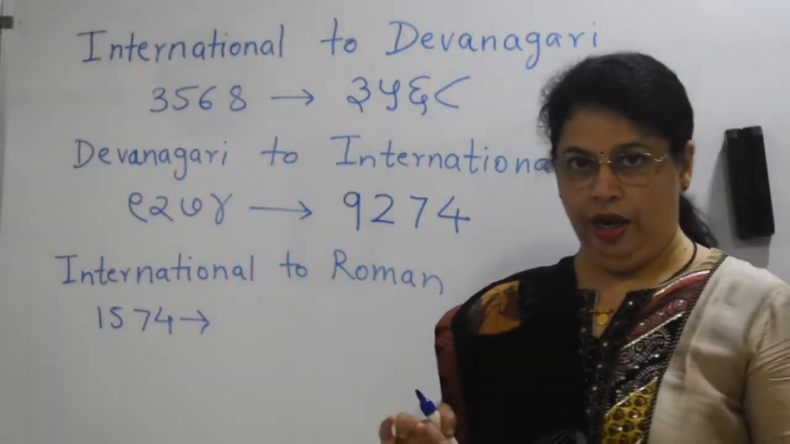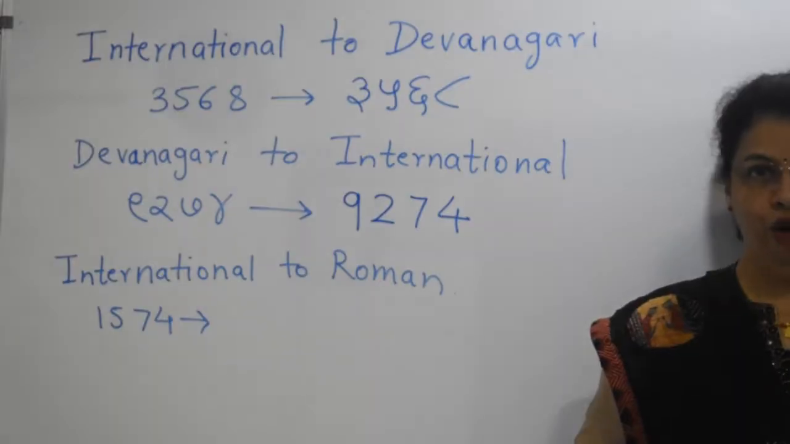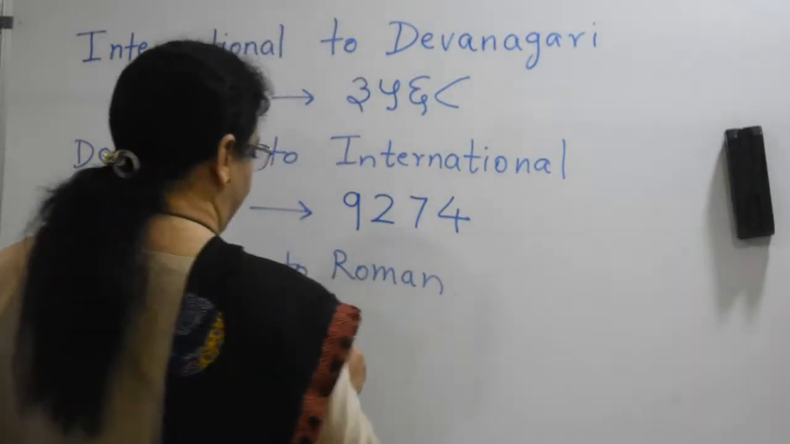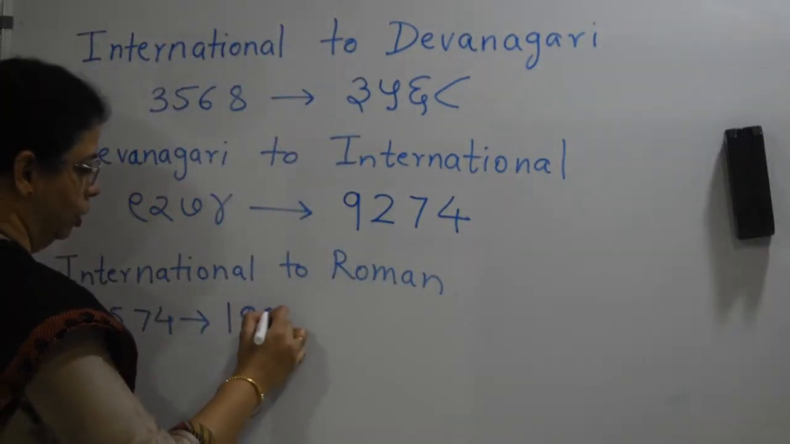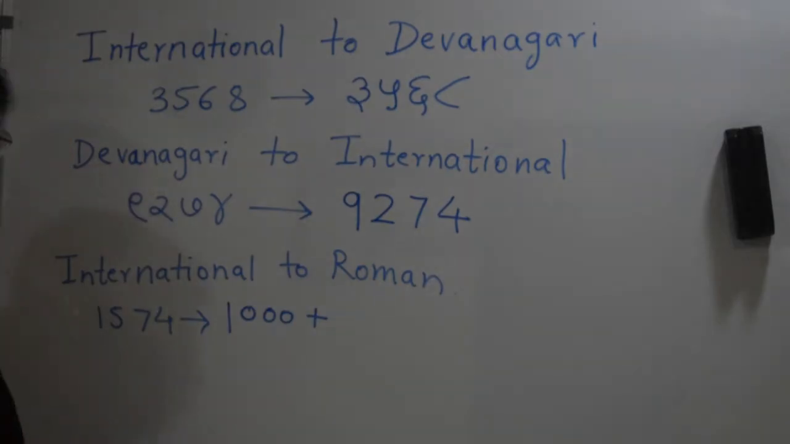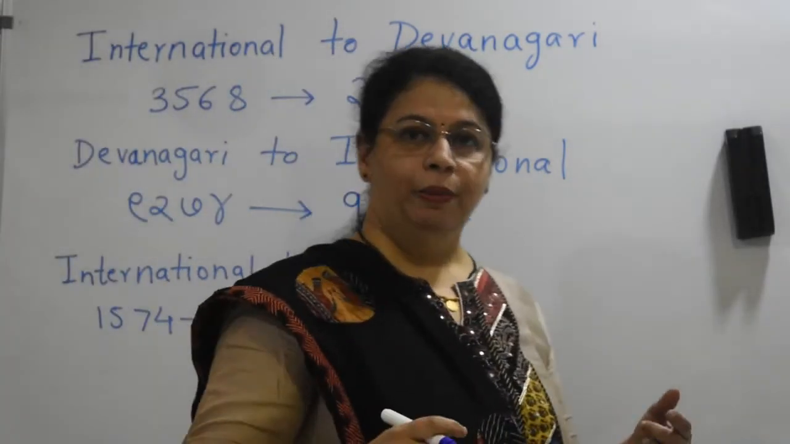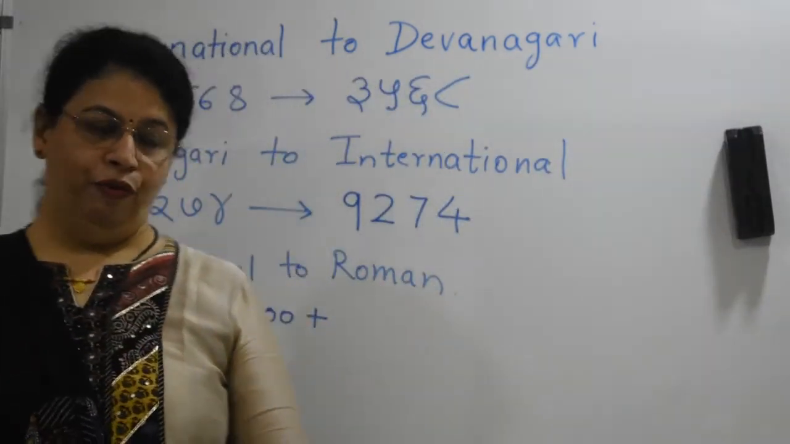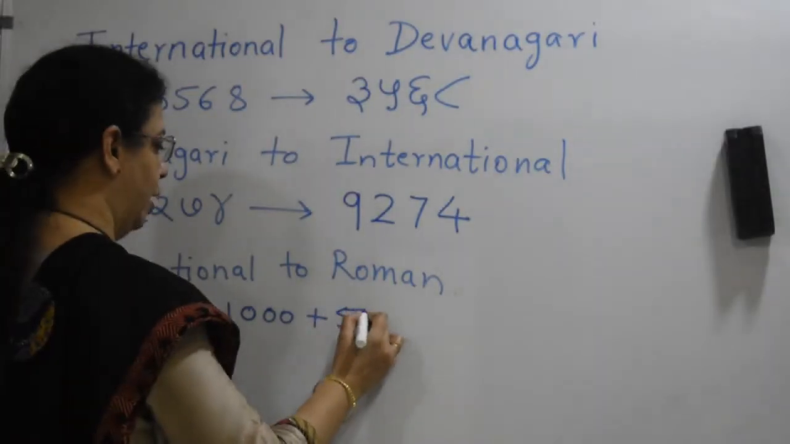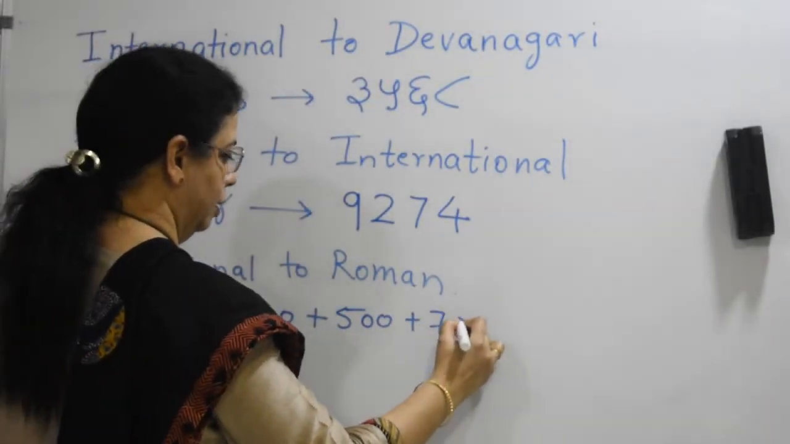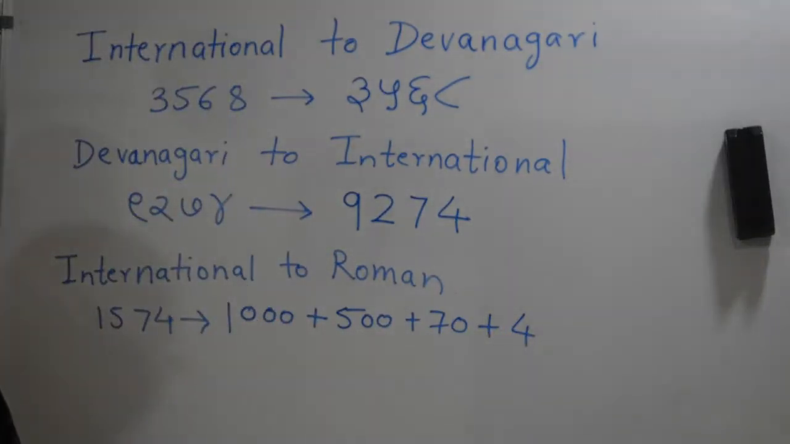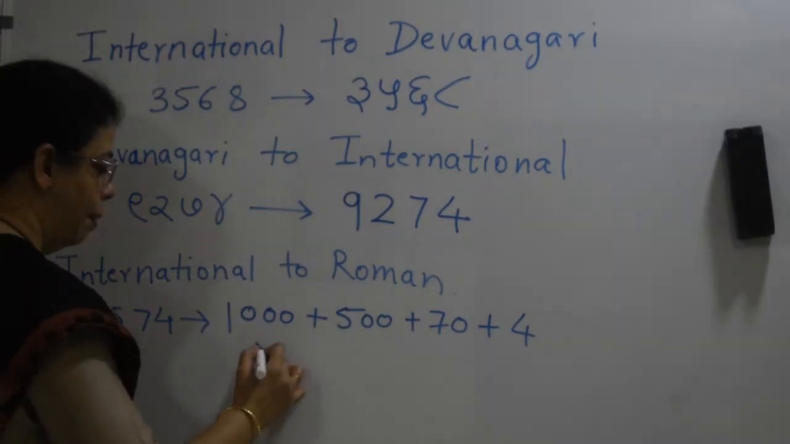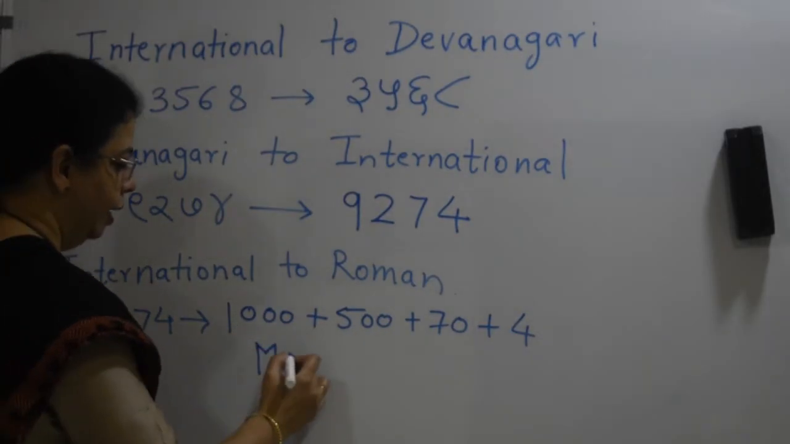The easiest way is to write the expanded form of the number given. You all know what the expanded form is, right? I am writing it. Expanded form is nothing but the place value. We will be discussing face value and place value chapter later on. But here I am writing the expanded form: 1000 plus 500 plus 70 plus 4. Okay. 1000 is M. 500 is D.